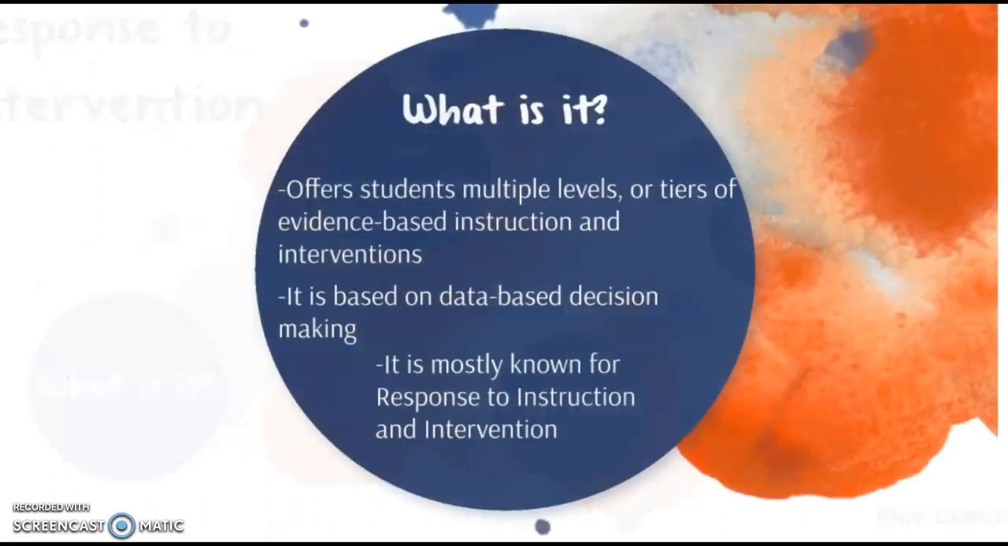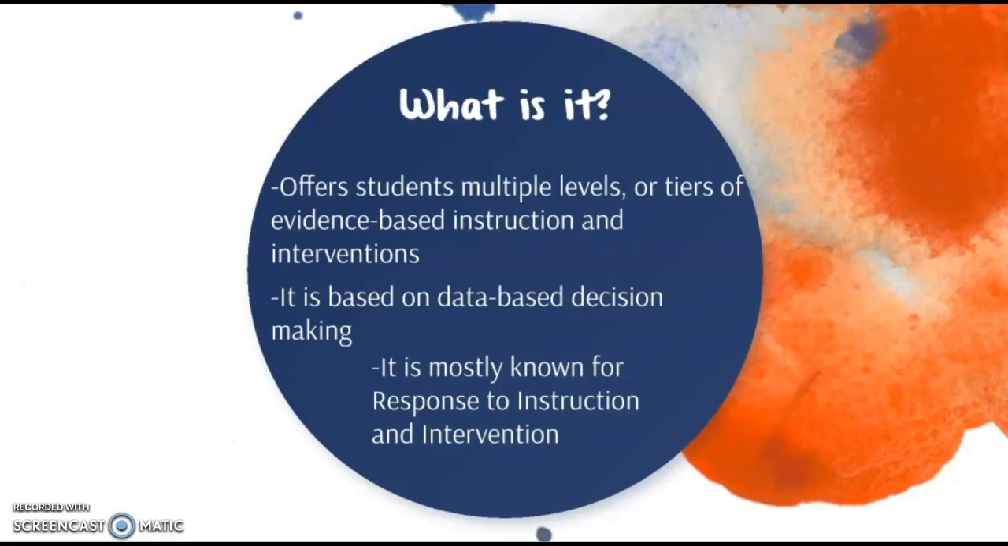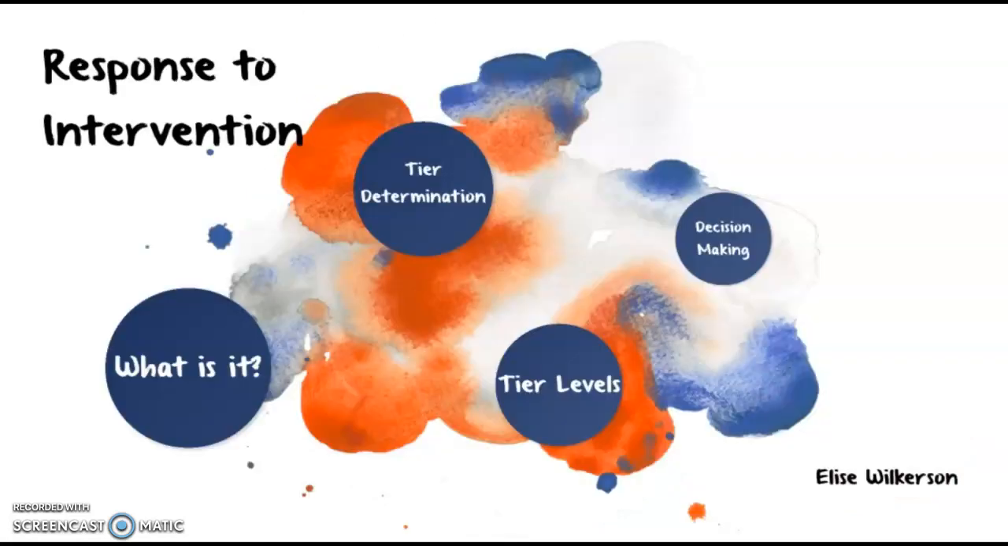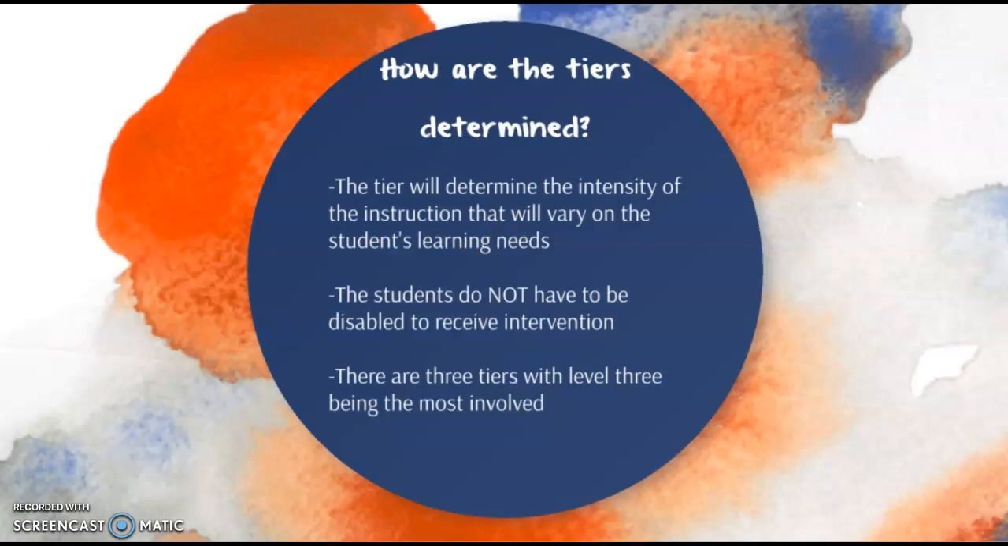So, response to intervention offers students multiple levels or tiers of evidence-based instruction and intervention. It is based on data-based decision making, and now it is more so known as response to intervention as well as instruction. It used to be more response to intervention, and now they've added the instruction to it. Right. The next thing, how are the tiers determined?